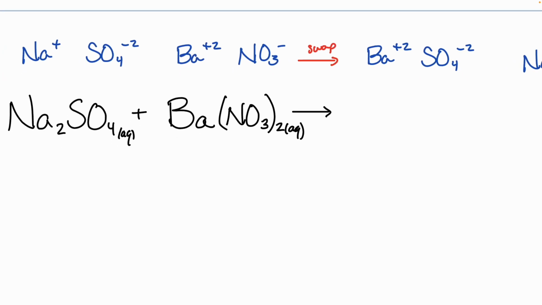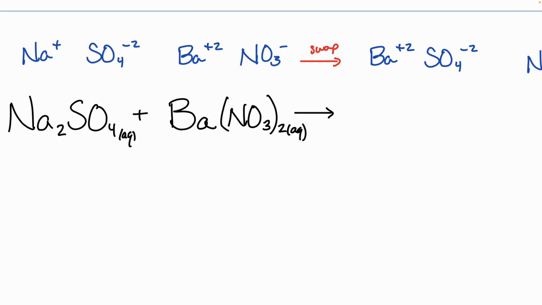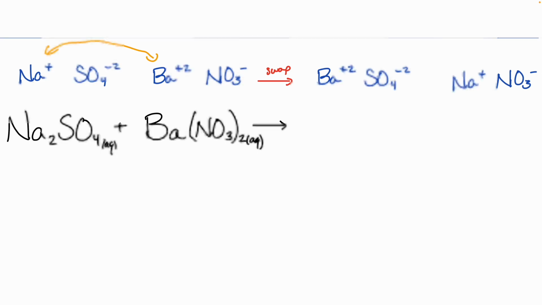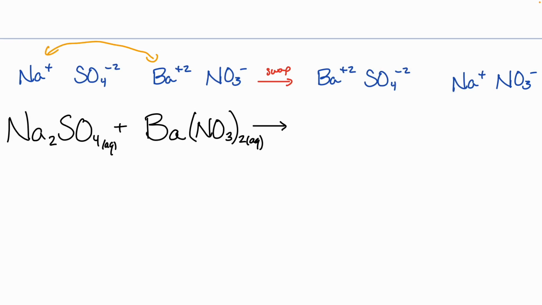Right, so I broke the sodium and the sulfate up looking at their charges, and the barium and the nitrate. And now I'm going to swap my barium and my sodium. So now I have barium with sulfate and sodium with nitrate. Barium's got a +2 charge, sulfate has a -2 charge, so that's just BaSO4, and sodium nitrate, NaNO3.